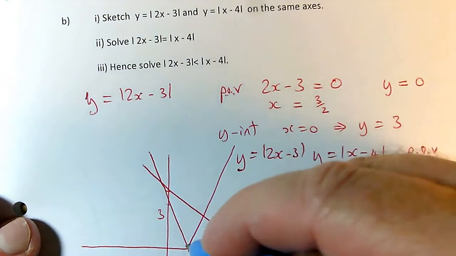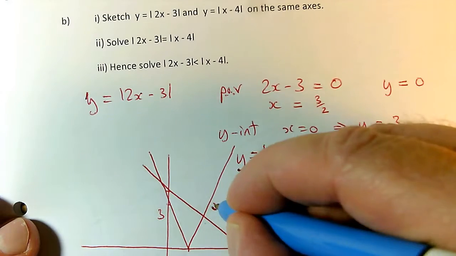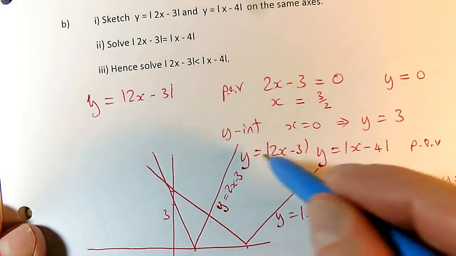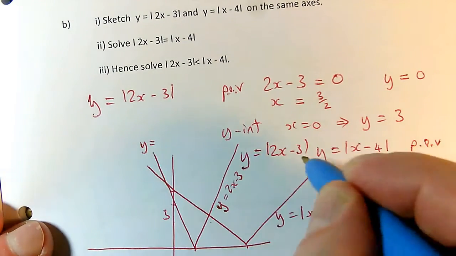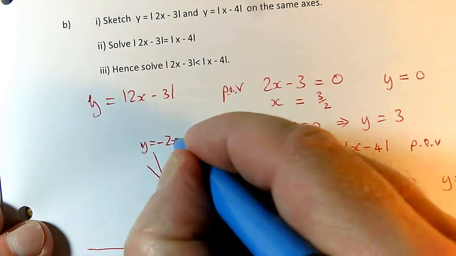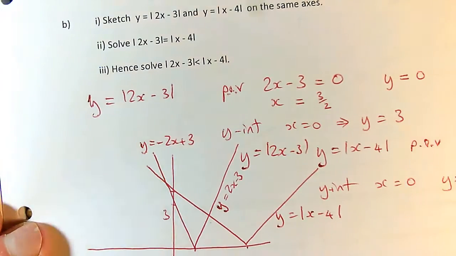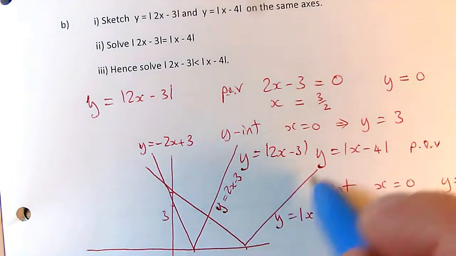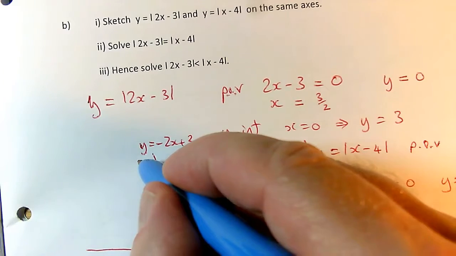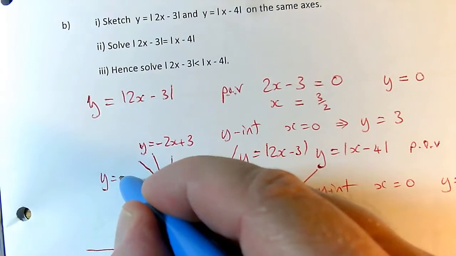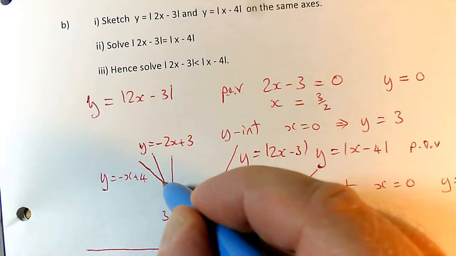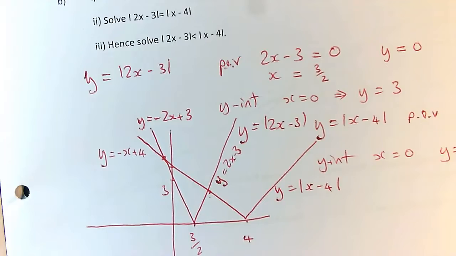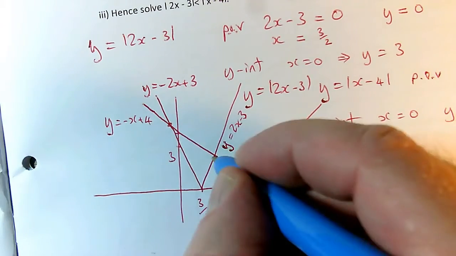So for this branch of this curve, I've got a positive gradient, so this must be y equals 2x minus 3, whereas on the other branch of that curve, the modulus must be having an effect, so it must be y equals minus 2x plus 3. It swaps the sign of everything inside the modulus. And on the other graph, nothing exciting is going on in this branch, but on the other branch, where the modulus does have an effect, y equals minus x plus 4. That's where the intersections here and here are going to happen. So that's all great. I now need to find the intersection points.